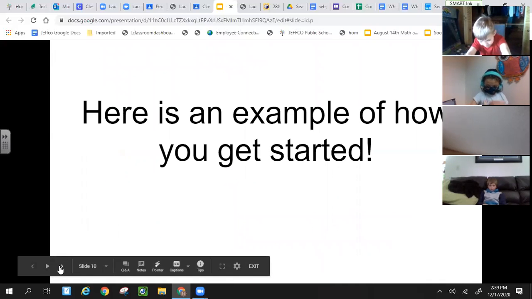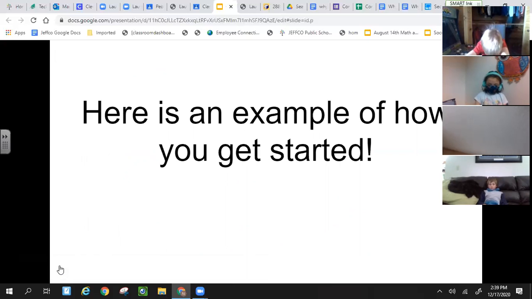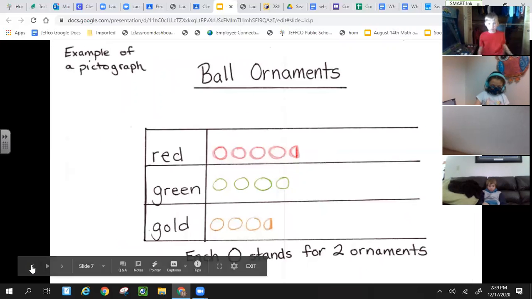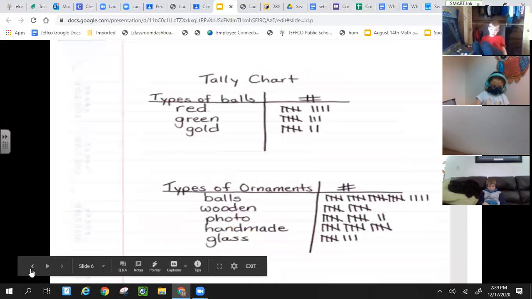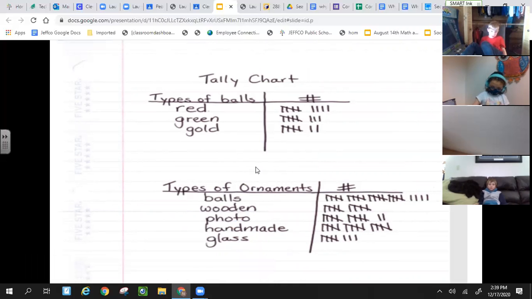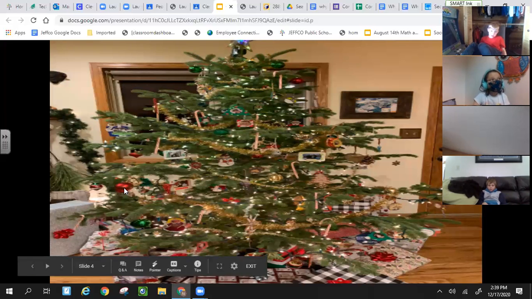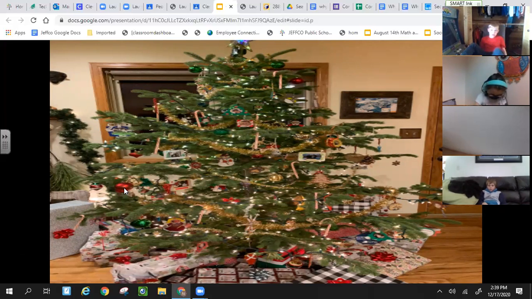I'm going to give you an example of how you get started. I also showed you, and then we're going to do some brainstorming. But if we go back, I told you I had another tally chart. Let's look at this one real quick. Types of ornaments. When I went to my Christmas tree, and I saw all of these ornaments, I thought to myself, there's a lot of different types of ornaments on there. Josh, do you see any other types of ornaments besides Christmas balls? Candy cane.